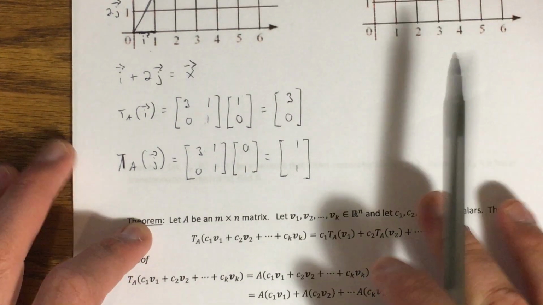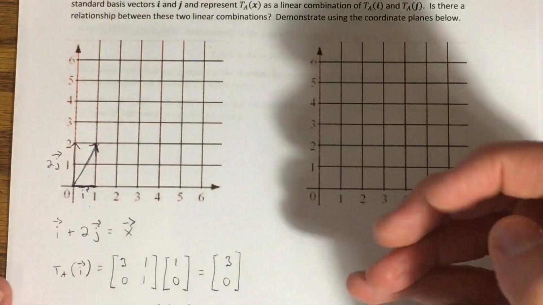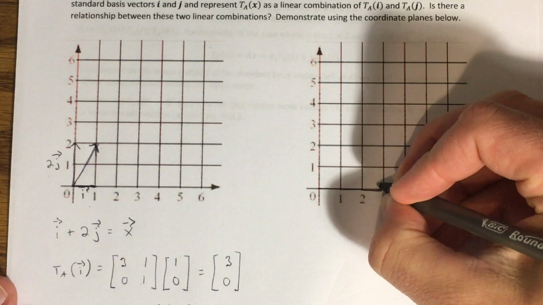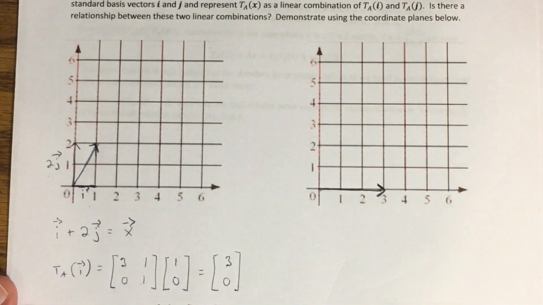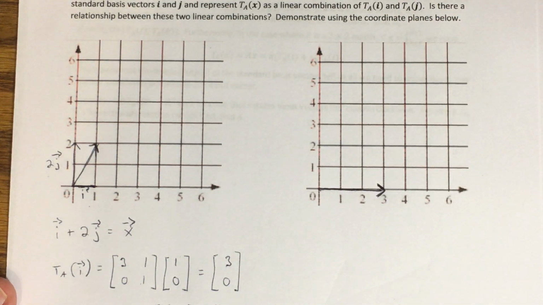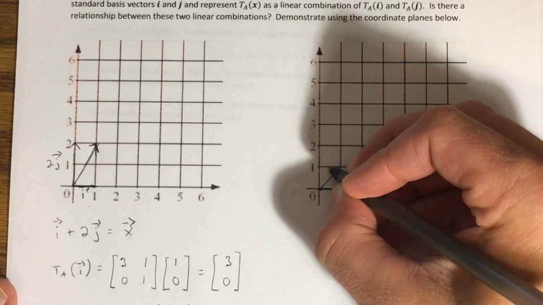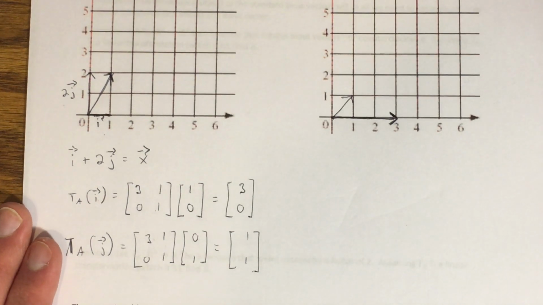I'm going to graph those. So the first one is 3, 0. That would be the same thing as 3 times i, so that's going to look like this. That's the vector 3, 0 right there. And now if I wanted to graph the second one, it's the vector 1, 1. That guy right there is the vector 1, 1.